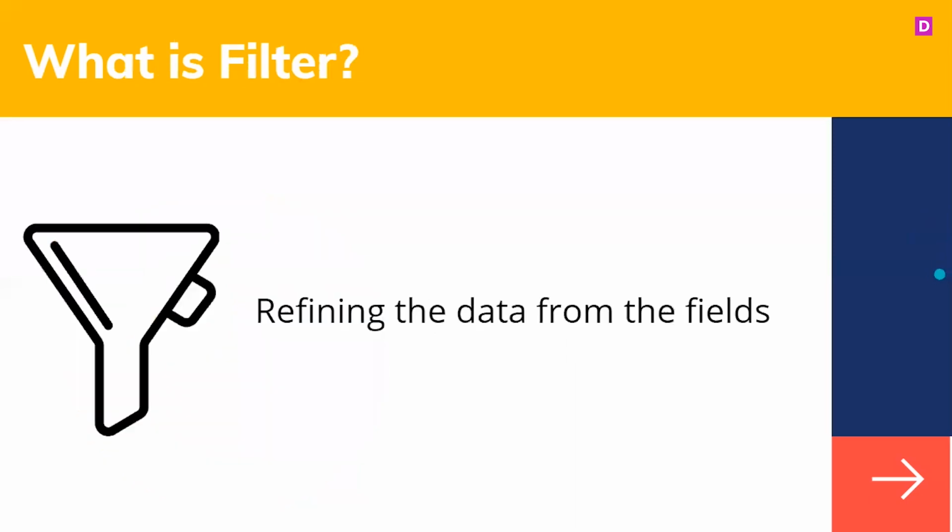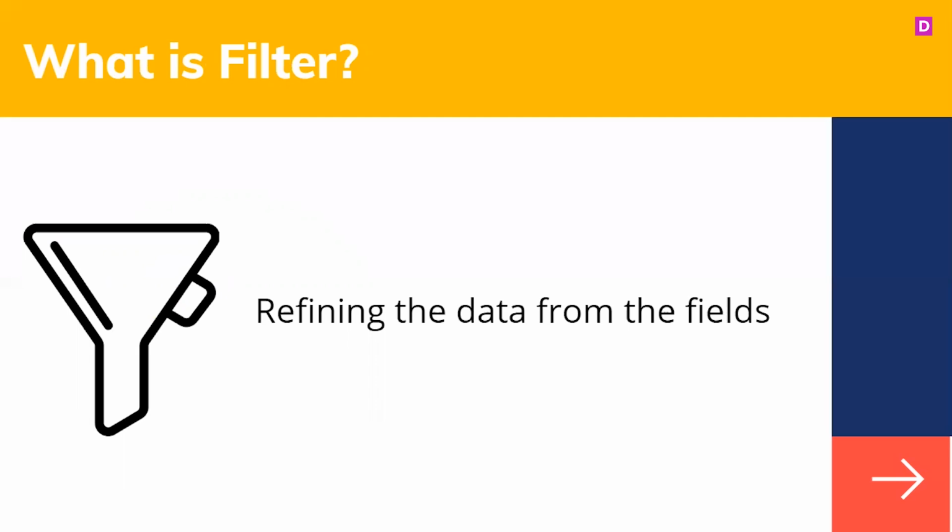So now what is the meaning of a filter? Generically, filter means you filter out all the impurities and get the pure thing. The same idea here: you are going to refine your data. That refined data is what you are going to use for your visualization. So this is the meaning of a filter.